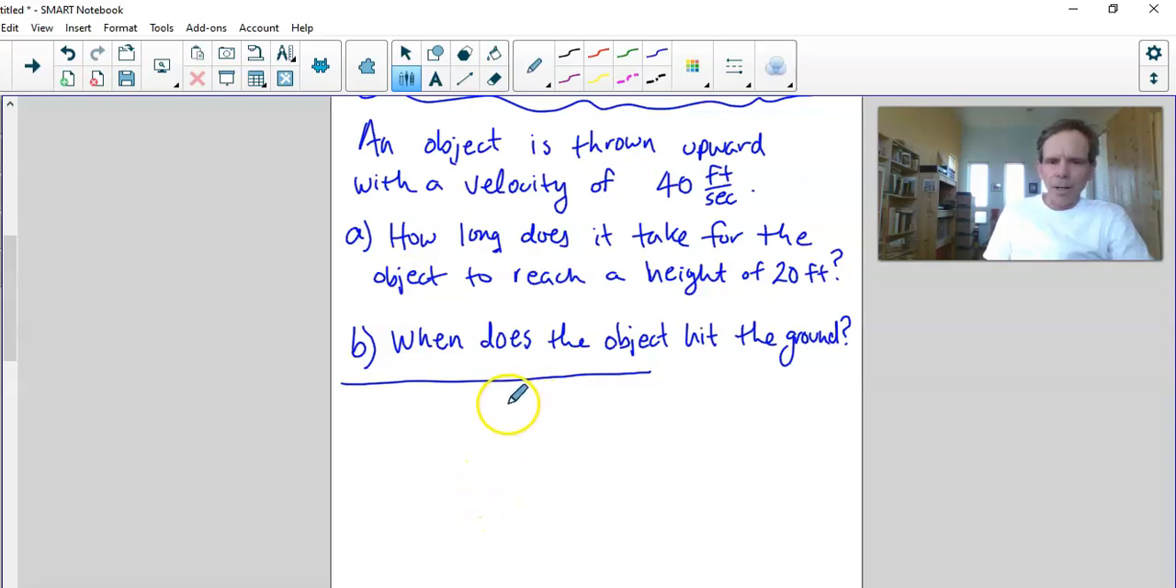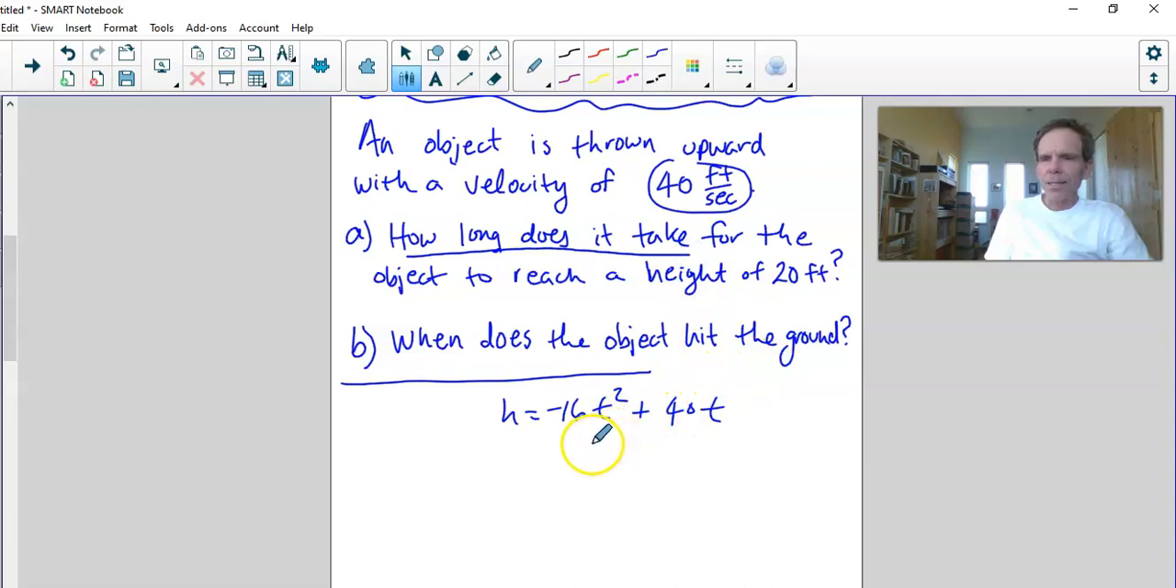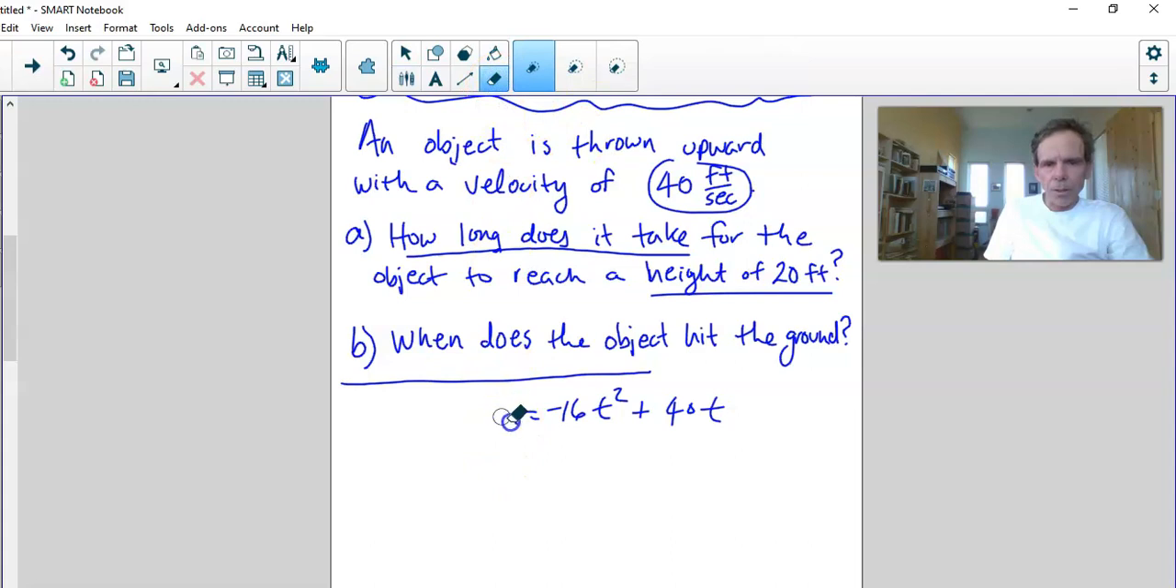All right, let's write our formula down. It's h equals negative 16 t squared plus the v naught t. So here the v naught is given to us as 40 feet per second. So 40 t. What is the problem asking? It wants to know how long does it take. So we're looking for t. T is the unknown here. And we want to know how long does it take. What is the time when the object reaches a height of 20 feet? So that's what h is. I should erase h. I'm going to put 20 feet there.